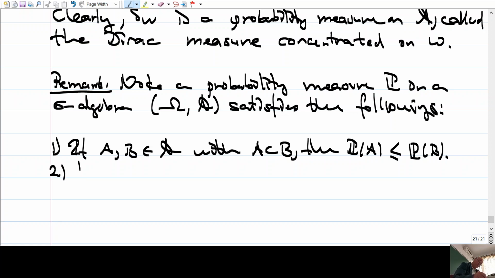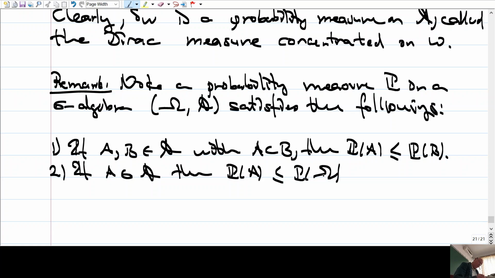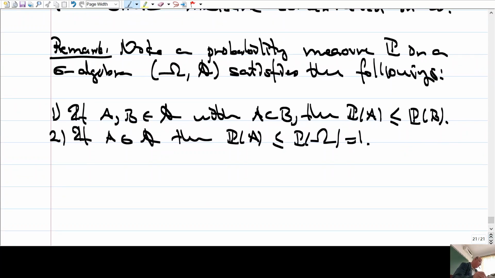Second one, if A is an event, then P of A is less than P of omega, because omega is bigger than A. It contains A, and this is of course equal to 1 by the assumption. So measure of any event is less than or equal to 1.